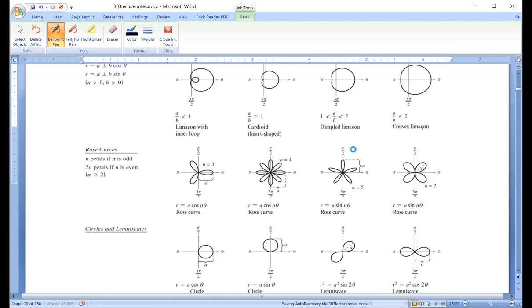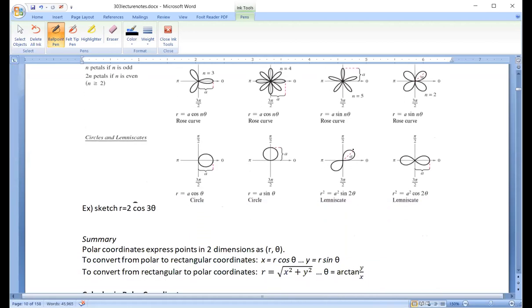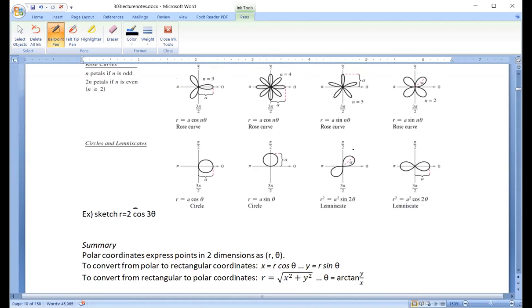And then finally, to summarize. Polar coordinates, and those are your 2 basic conversion formulas, either from polar to rectangular or from rectangular to polar.